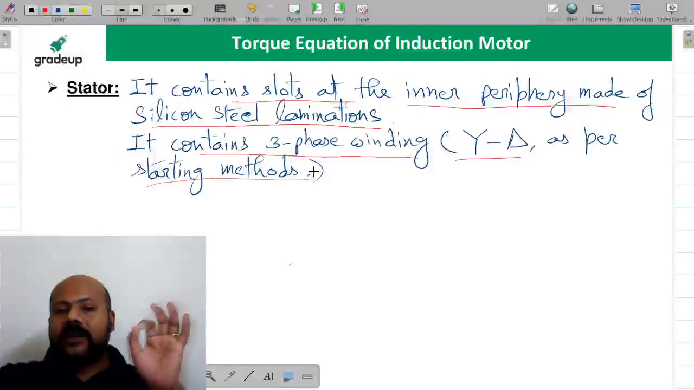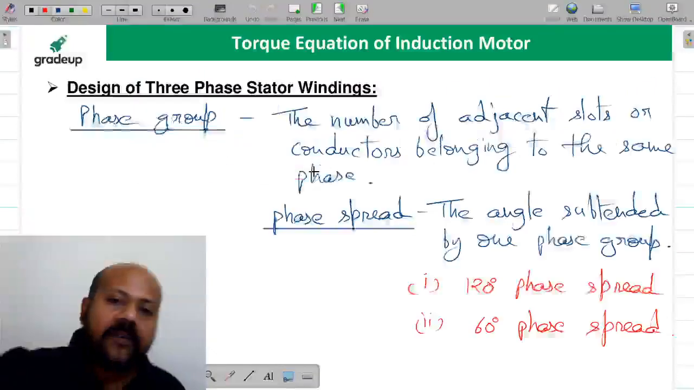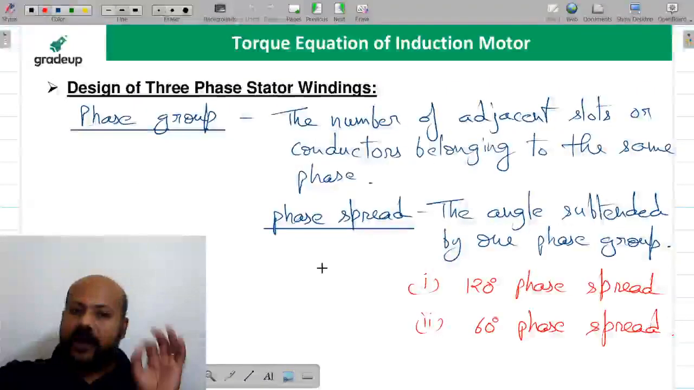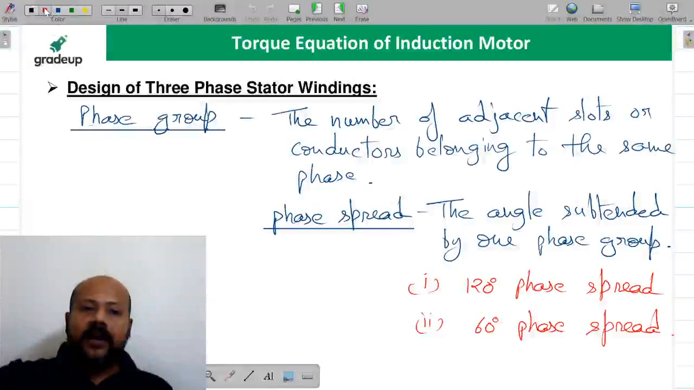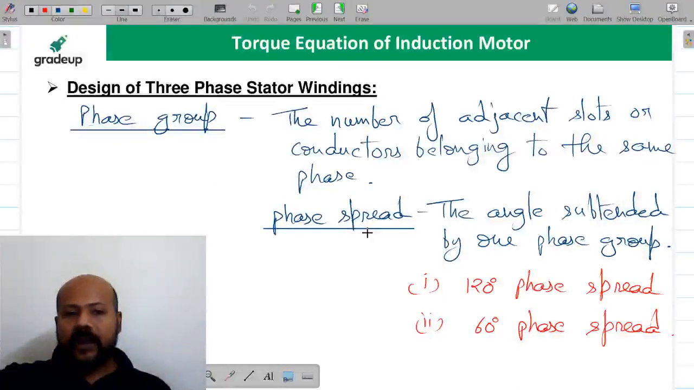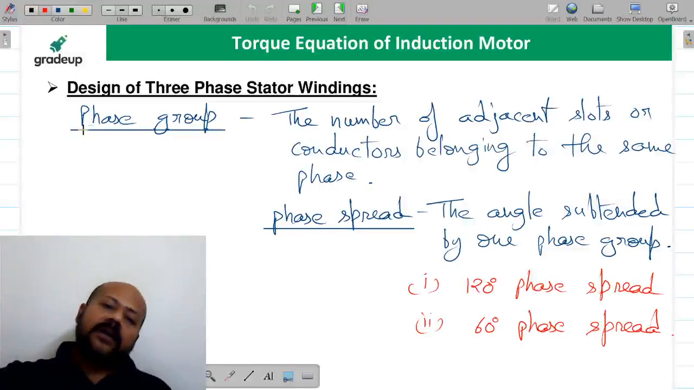Now let us talk something about this stator winding that is very, very important. If you see, for induction motors, for stator winding, we are defining the phase group. What is phase group?